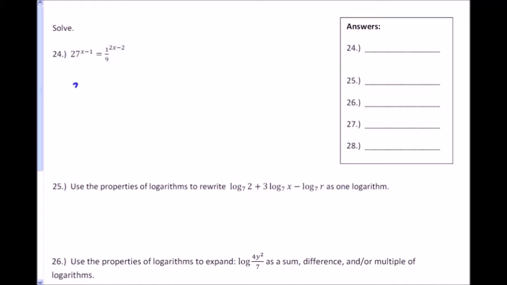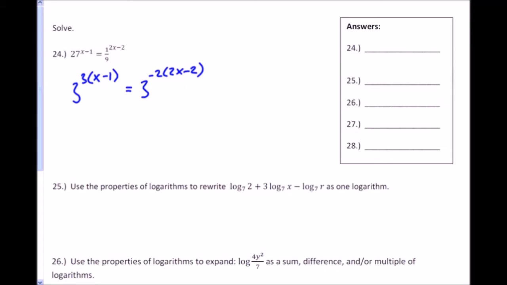The 27 I can rewrite as 3 to the third power. When I do that, I multiply the exponents. The 1/9 I can rewrite as 3 to the negative second power. I multiply the exponents. Again, with a fraction, just look at the denominator. 9 is 3 to the second, so 1/9 is 3 to the negative second.